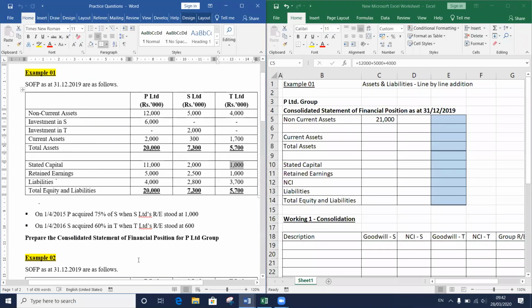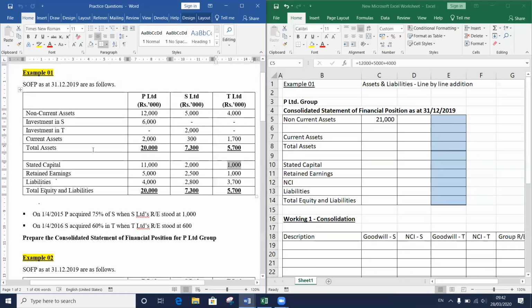Assets. Investment in S, investment in T, these amounts get eliminated in our consolidation process. These accounts disappear. Right? We need this, or we convert this, or we transfer these amounts to our cost of control account. Right? These amounts are transferred to the cost of control accounts.